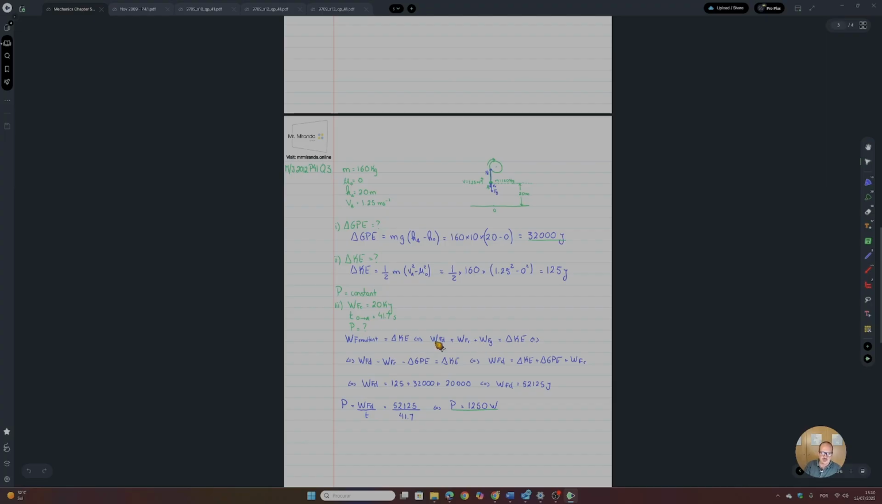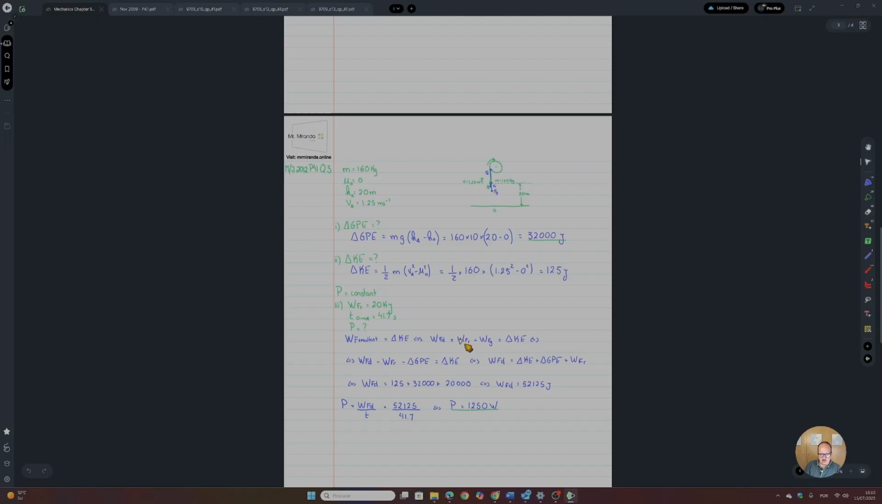It is the work done by the driving force, which is the thing that we want, the work done by the friction, which we have, the work done by the force of gravity, which is minus the change in GPE, which we also got before, and the change in kinetic energy, which we also got. So we have everything. Okay?